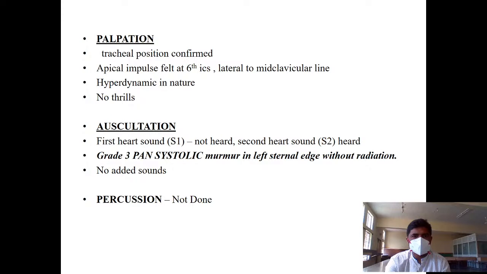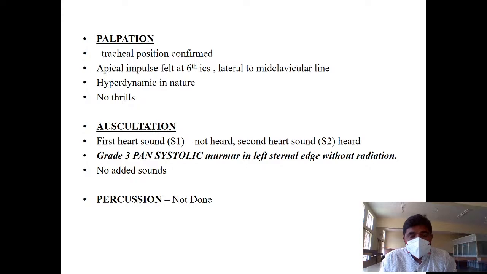Then auscultation. Here the first heart sound is not heard and the second heart sound is heard, with a grade 3 pansystolic murmur at the left sternal edge without radiation, and there are no added sounds. So here the first heart sound is muffled with the pansystolic murmur. Pansystolic murmur means it starts at H1 and almost ends at H2, so the murmur runs throughout the systole. That's how you label it as a pansystolic murmur. So it is masking the first heart sound.